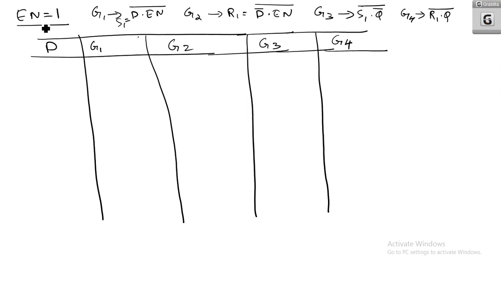So here I am going to make D equal to 0 and 1. There are 2 cases here. D is equal to 0 and D is equal to 1.